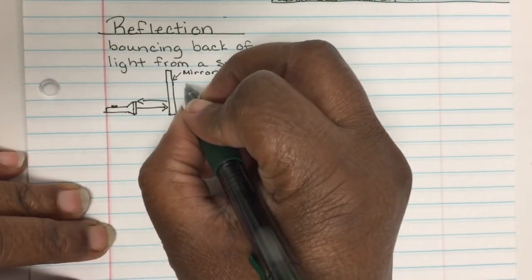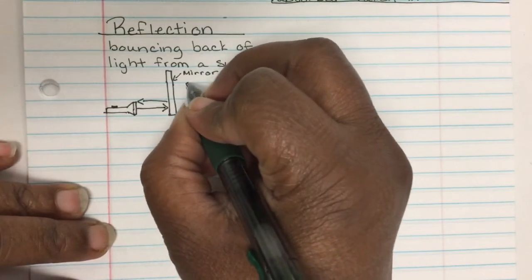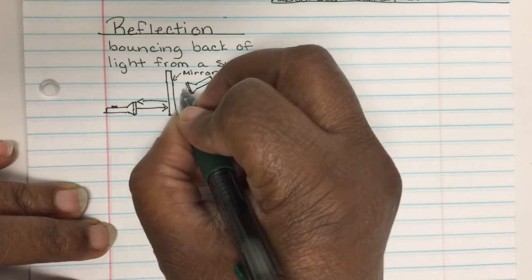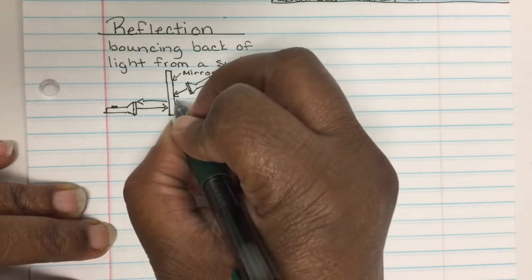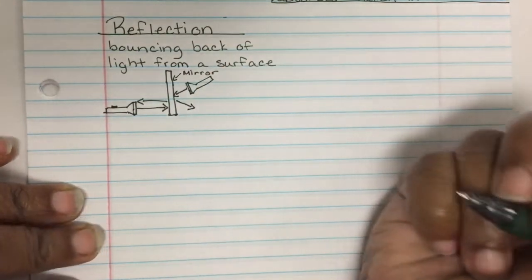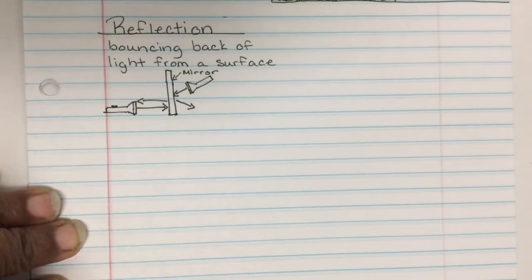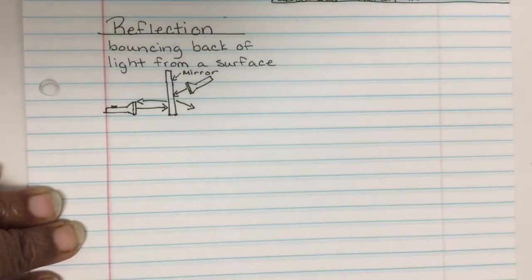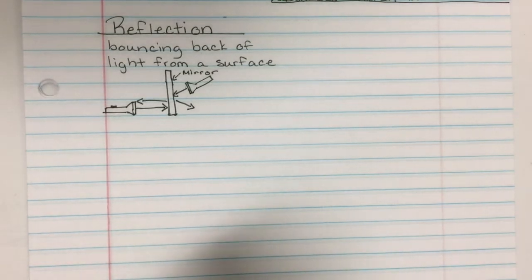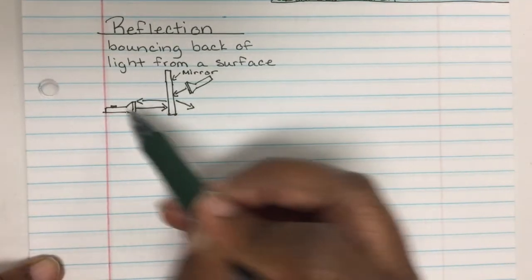If you're shining a light at that mirror at an angle, it's going to do the same thing, except it's going to bounce off in the opposite direction. So if you hold it at an angle, it's going to bounce off at an angle. If you hold it straight, it's going to bounce off straight. Either way, the light is traveling in a straight line.